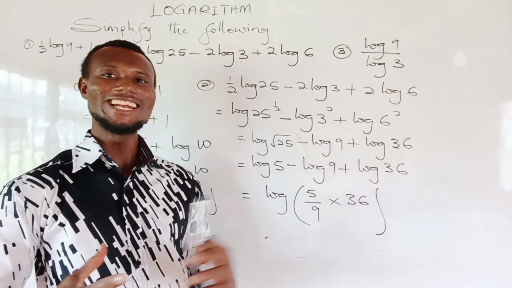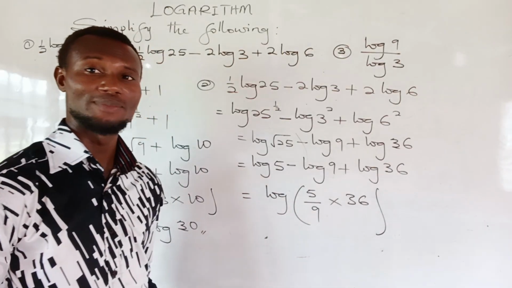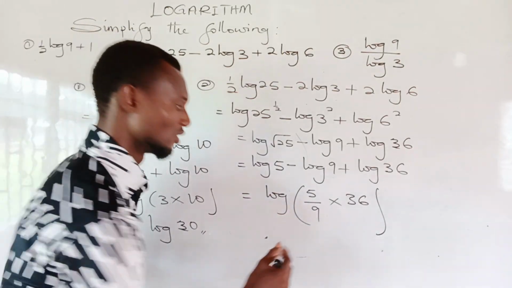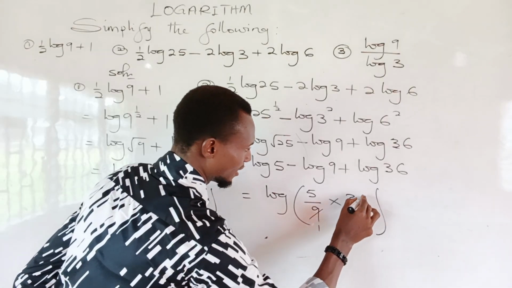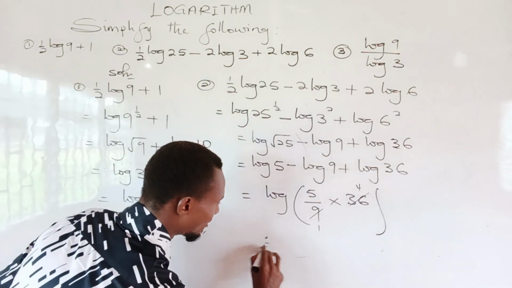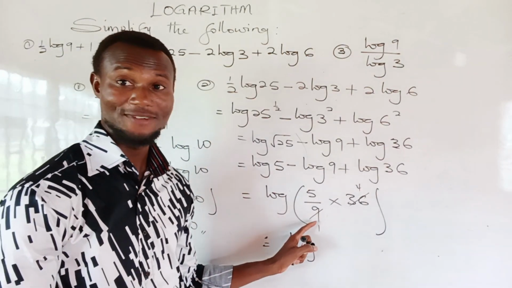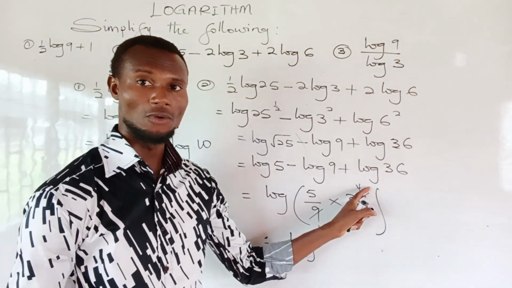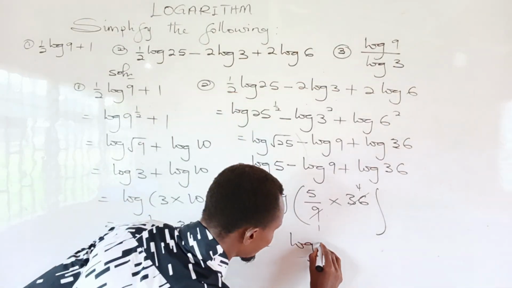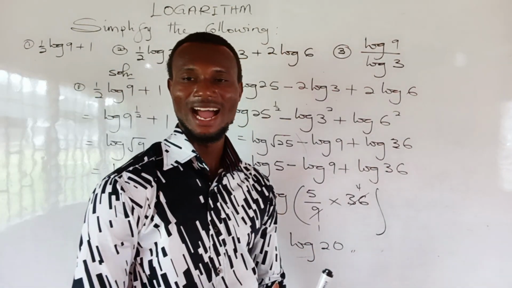So now let's go ahead and simplify further. The 9 and the 36 can be simplified. I hope you agree with me. So 9 goes into 9 one time, and 9 goes into the 36 four times. So I'm going to have the log of 5 over 1, which is 5, times the 4, which is 20. So I'm going to have log 20, and this is my final answer.